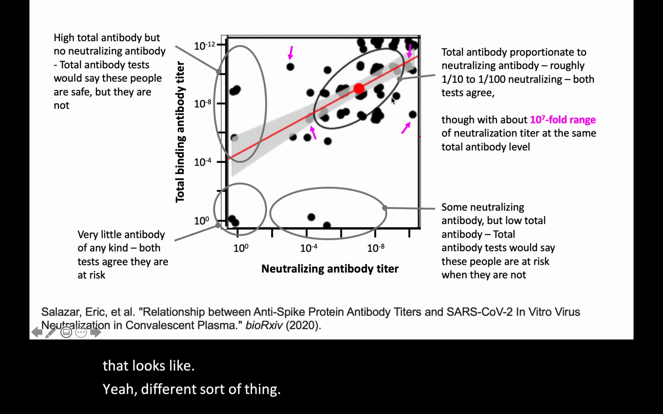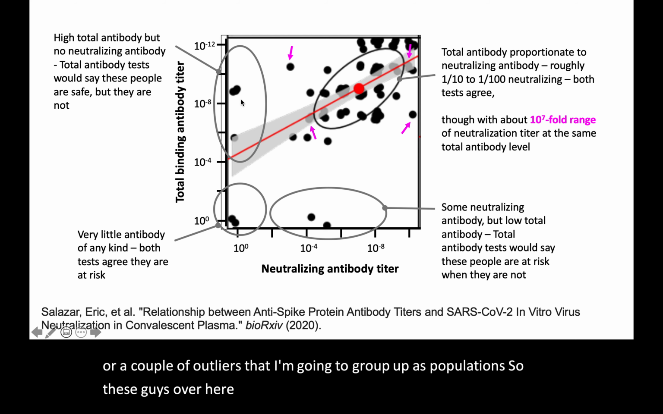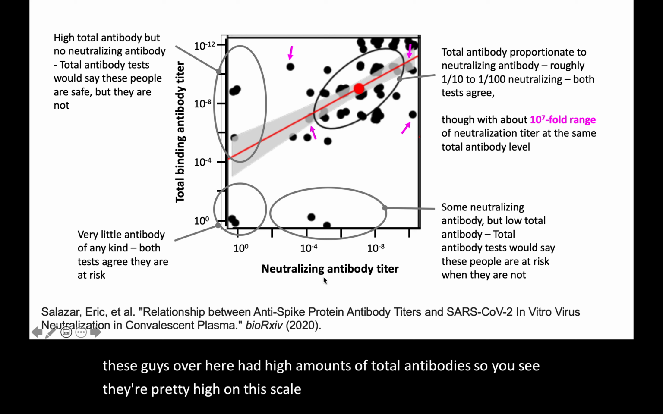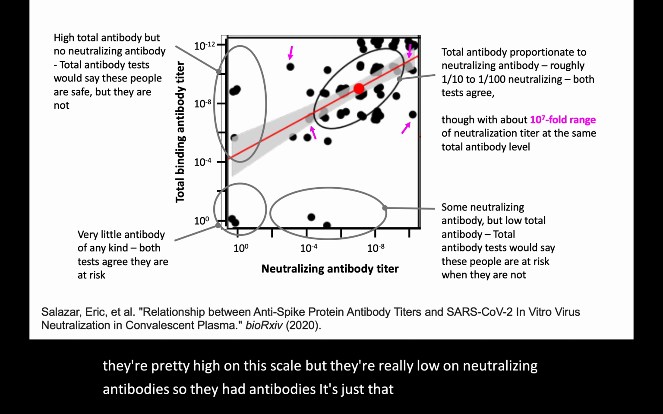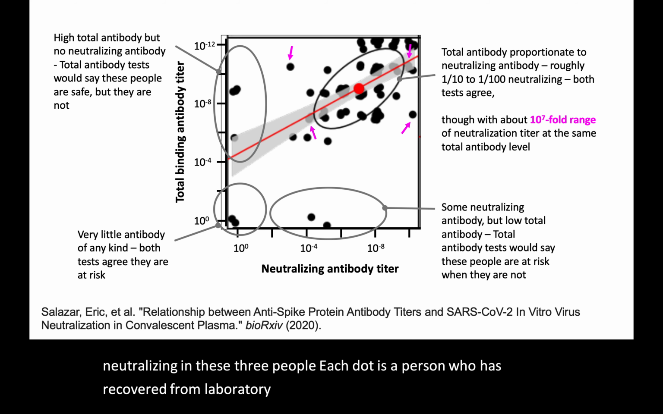Okay, and so you can see we've actually got a couple different populations, or a couple of outliers that I'm going to group up as populations. These guys over here had high amounts of total antibodies. So you see they're pretty high on this scale, but they're really low on neutralizing antibodies. So they had antibodies, it's just that the antibodies are not neutralizing. In these 3 people, each dot is a person who has recovered from laboratory-confirmed SARS coronavirus 2.